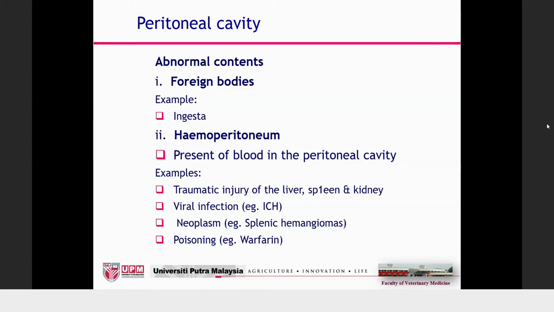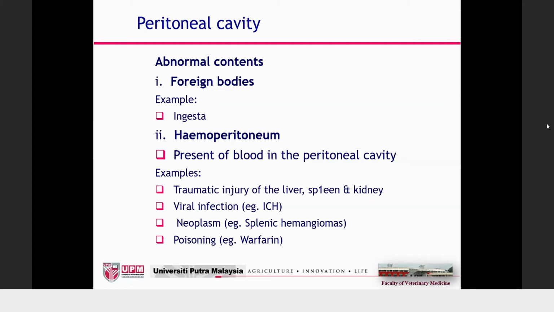Sometimes the animal might have traumatic injury, where the impact of a very strong force on the animal's abdominal cavity might lead to rupture or damage of the liver, and the animal might have hemoperitoneum. Of course, in that condition, we expect to see traumatic injury in the liver. But in many instances, it can also be a result of viral infection. For example, in cases of infectious canine hepatitis, ICH, they might also have this blood in the abdominal cavity.